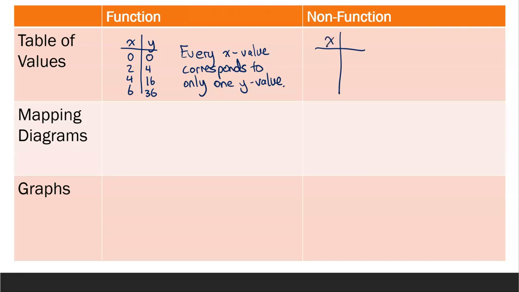So what would this look like for a non-function? Well, it would be something like this. I could have an x value of 16, 9, 4, 1, and 0. And 0 might correspond with just 0, but maybe 1 corresponds with negative 1 and 1. See how it corresponds with 2 y values? Same with 4, it has 2 y values. 9 has 2 y values, and 16 also has 2 y values.